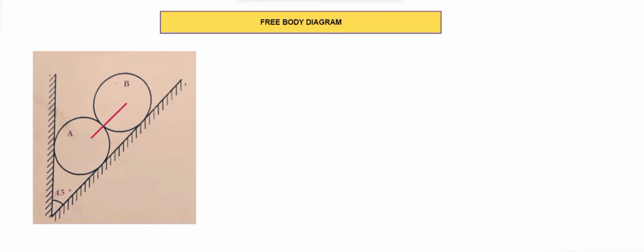First of all, let's see what the reactions acting on B are. One reaction will act from A. We'll call it RAB. Then another reaction will be acting from this wall, which we'll call RB. And weight will be acting in the downward direction, which will be WB.